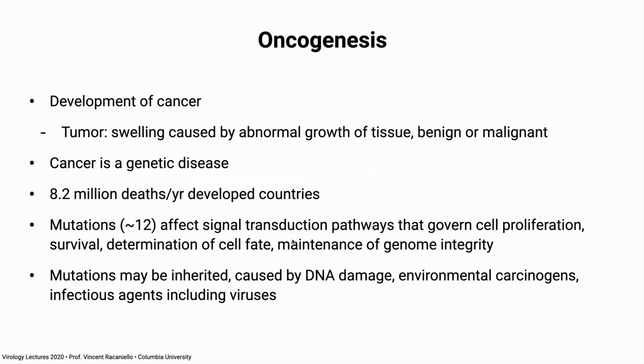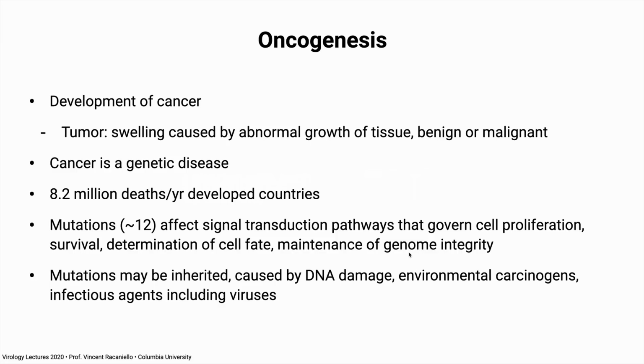They're two distinct properties. Oncogenesis, of course, is the development of cancer, and a tumor is a swelling caused by abnormal growth of tissues. It can be benign, stays restricted, or it can be malignant and metastatic and spreads elsewhere. And cancer is a genetic disease. About 8 million deaths per year in developed countries. And we have learned that cancer is caused by about a dozen mutations in 12 different genes, affecting signaling pathways that govern cell proliferation, survival, cell fate, and maintenance of genome integrity.